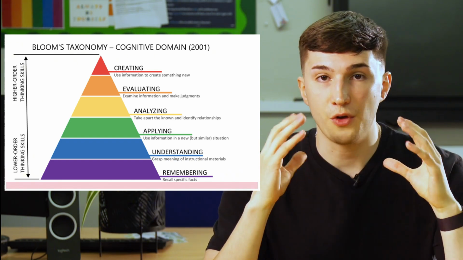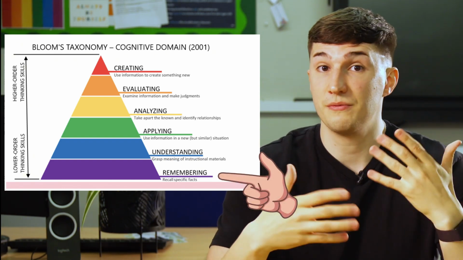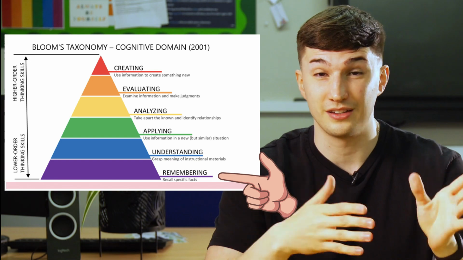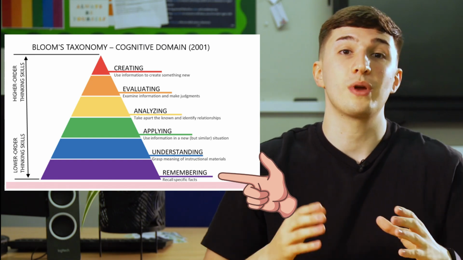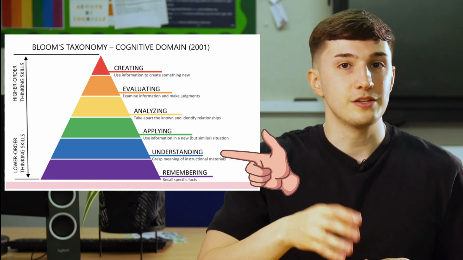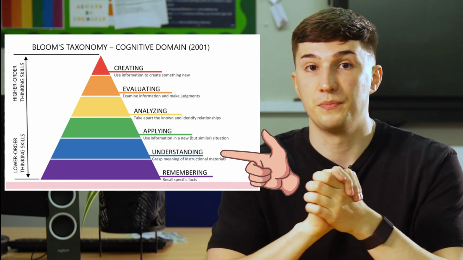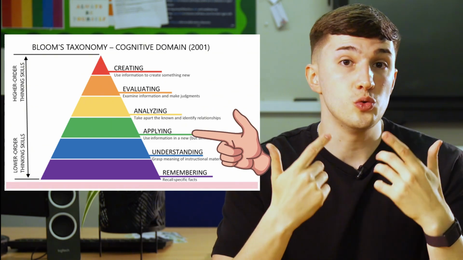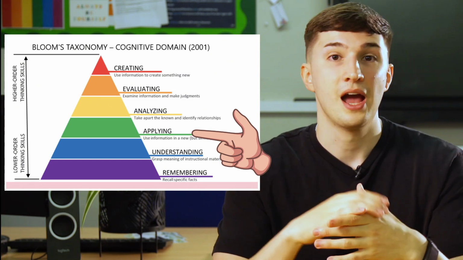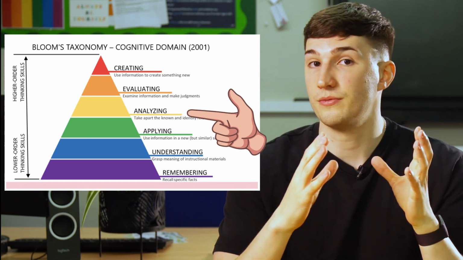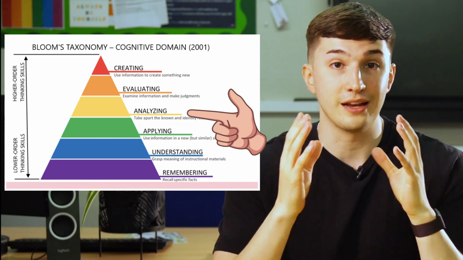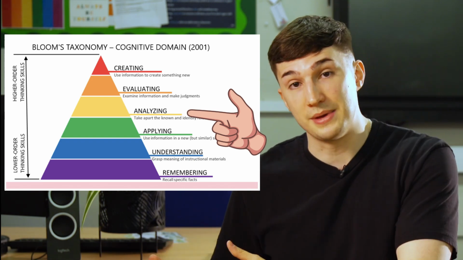The base level of the hierarchy is remembering, which just involves recalling facts without understanding their meaning. Above that, we have understanding, and this means you now grasp the context and relationships of the information. Applying is the next stage where you use the information in various contexts. Analysing is the stage above, which involves breaking down information and exploring the connections and underlying meanings.